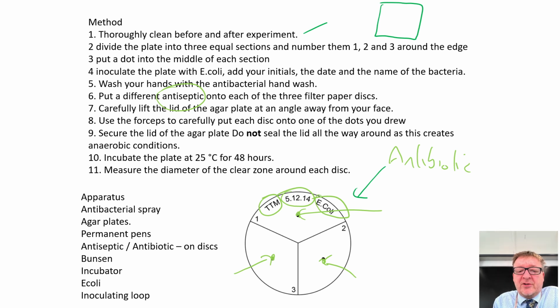Secure the lid of the agar plate, but you don't seal it, because if you seal it, that creates anaerobic conditions and we don't want that. Then put it into an incubator at 25 degrees for 48 hours. Then measure the diameter of the clear zone around each individual disc.